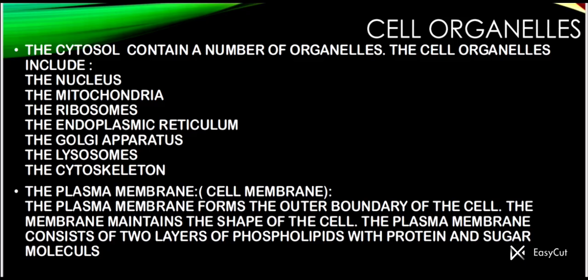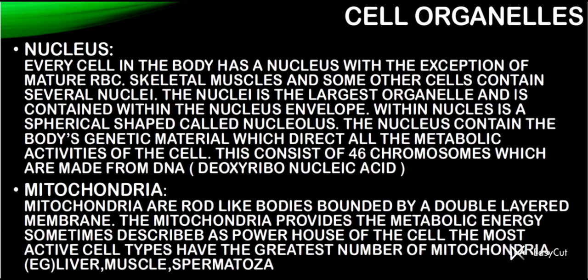The first thing is the plasma membrane. The outermost layer of the cell is called what? The plasma membrane. What is the function of the plasma membrane? It maintains the shape of the cell. The plasma membrane consists of two layers of phospholipids plus protein and sugar molecules. What are the substances present in the plasma membrane? Phospholipids, protein and sugar.